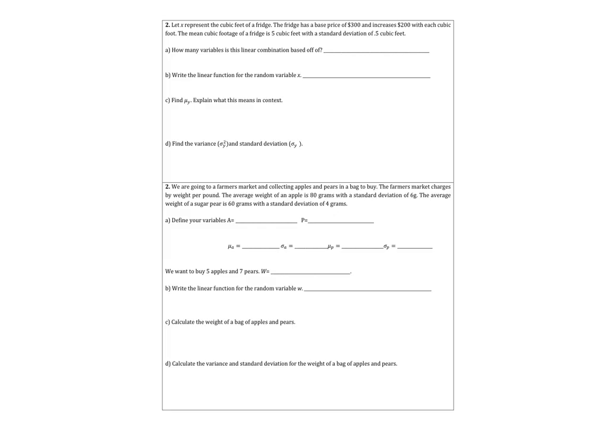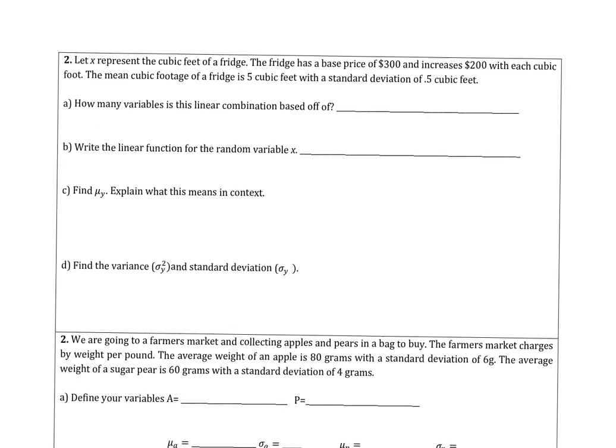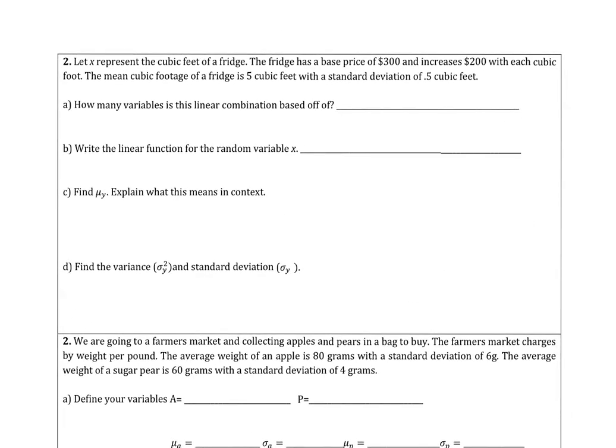On this page, we have some practice problems. Let's go ahead and go through the first one together, and then you can do the second one on your own. Let X represent the cubic feet of a fridge. The fridge has a base price of $300 and increases $200 with each cubic foot. The mean cubic footage of a fridge is 5 cubic feet with a standard deviation of 0.5 cubic feet. How many variables is this linear combination based off of? And the answer here is 1.